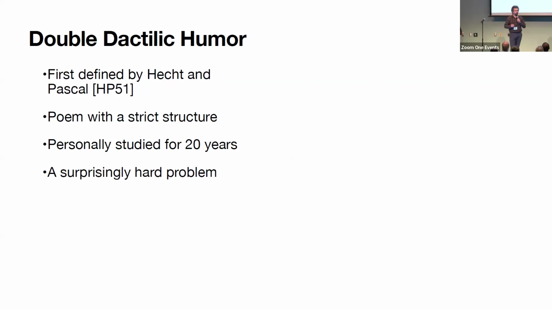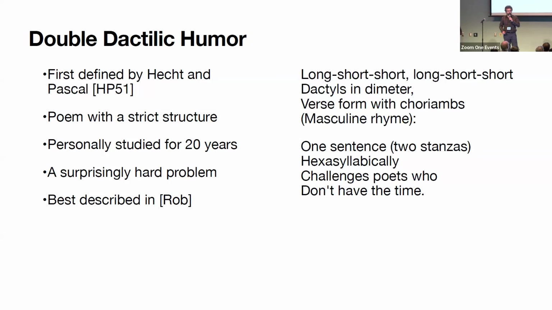Now, the double dactyl is a humorous verse form first defined by Hecht and Pascal in '51. It has a strict structure with multiple lines consisting of 6 syllables, a nonsense preamble. I've personally been studying this form for about 20 years now, and it is a surprisingly hard problem. A better definition was provided in an undated paper by Robinson as long, short, short, long, short, short, dactyls in diameter, verse form with choriamp, masculine rhyme, 1 sentence, 2 stanzas, hexasyllabically, challenges poets who don't have the time.